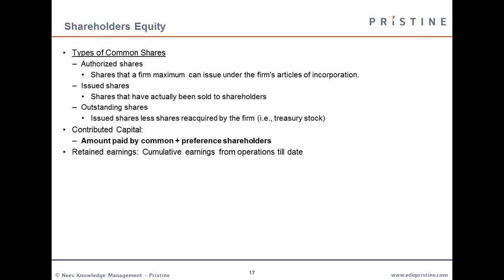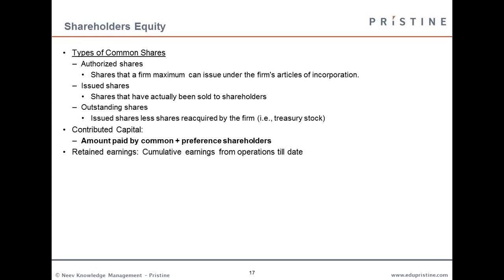Say out of 70,000, if you have 50,000 that are owned by the normal stockholders, and 20,000 are the stocks which are reacquired by the firm, then these 20,000 are called the treasury stock, and the remaining 50,000 shares are called the outstanding shares. Now, contributed capital is the amount contributed by common and the preference shareholders.